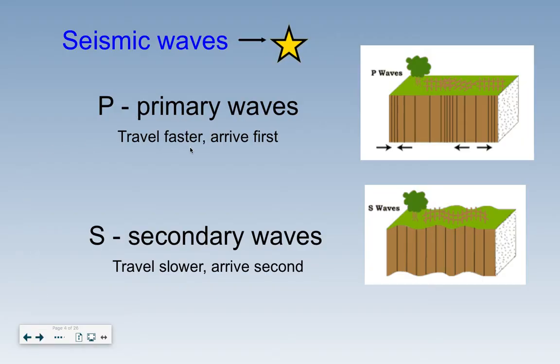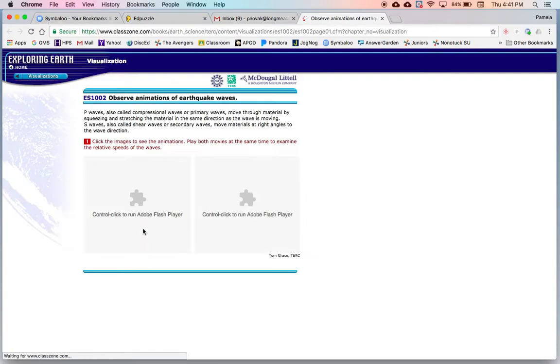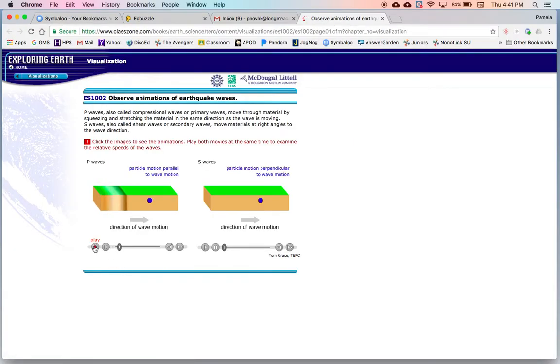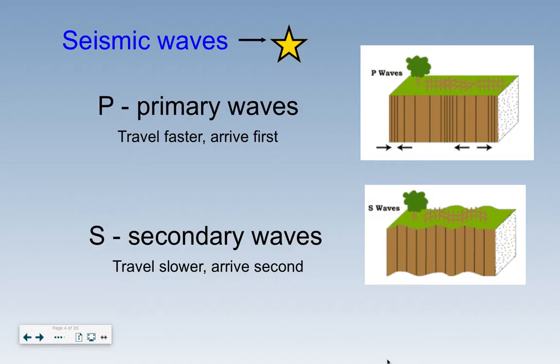You need to know that the P waves arrive first and the S waves arrive second. And this is what they look like. The P waves compress and stretch the ground like an accordion. And the S waves shake the ground from side to side like a snake. So those are your two different types of waves from an earthquake, primary waves and secondary waves. Pause the video if you need to and write that down, please.